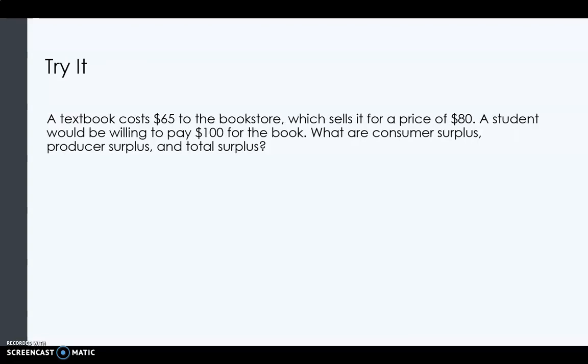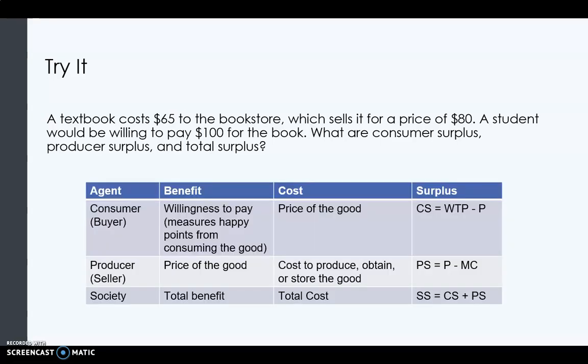So now I want you to pause the video and try this problem. I'll wait. All right. So, a textbook costs $65 to the bookstore, which sells it for a price of $80. A student would be willing to pay $100 for the book. What are consumer surplus, producer surplus, and total surplus?